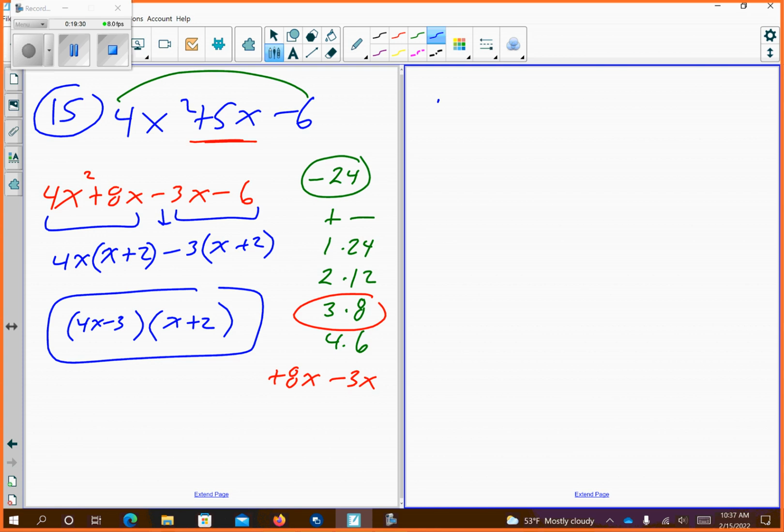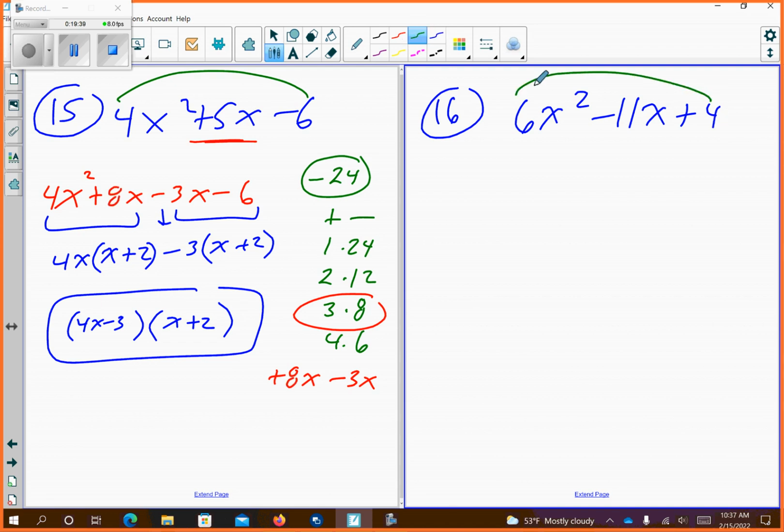All right. Number 16. 6x squared minus 11x plus 4. 4 times 6 is positive 24. In order to get a positive, I have to have the same signs. What are the signs? Both negative, because I have that negative 11, so they both have to be negative. So I know that 1 times 24, 2 times 12, 3 times 8, 3 and 8 work well if they're both negative, right? Good. So now I got negative 3x and negative 8x.